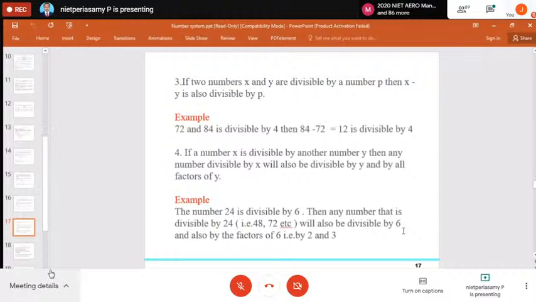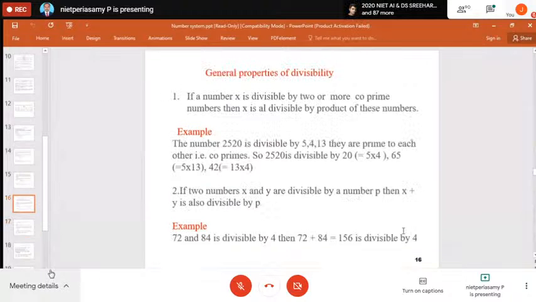What are these numbers? These numbers represent 48 and 72. These 48 and 72 are also divisible by 6, and these numbers 48 and 72 will also be divisible by 2 and 3. So this one is the divisibility test, divisibility rule, the fourth divisibility rule.